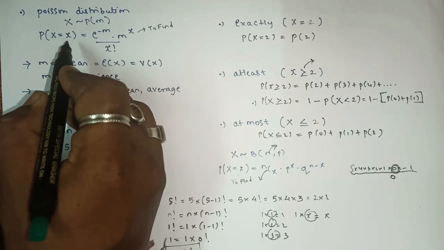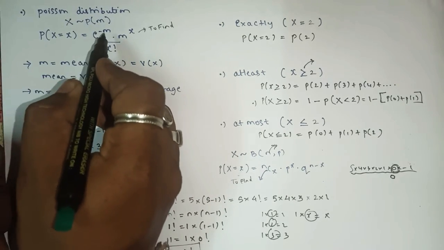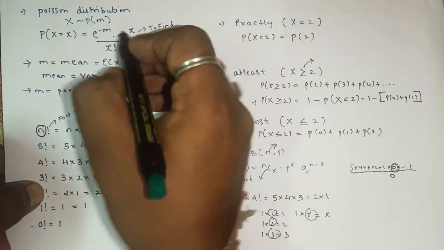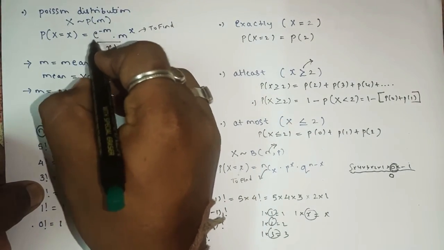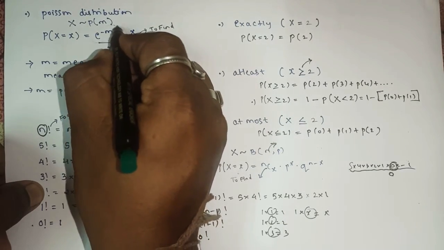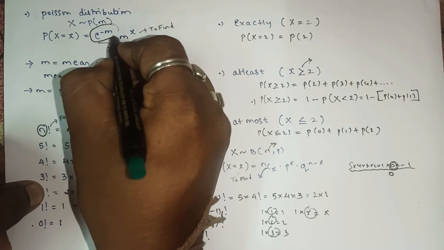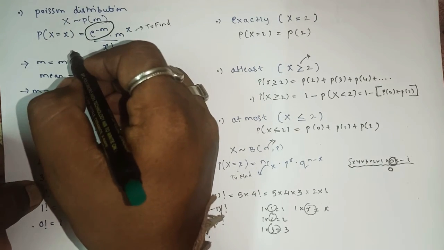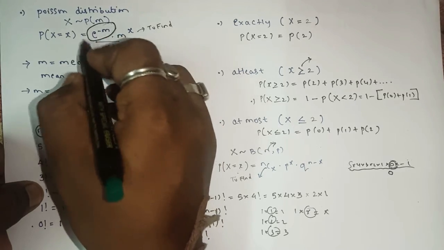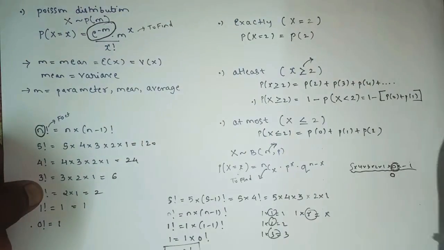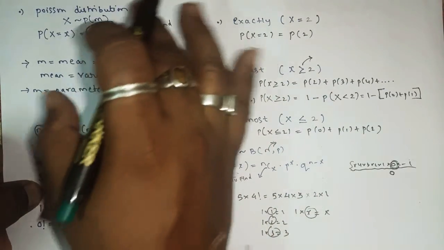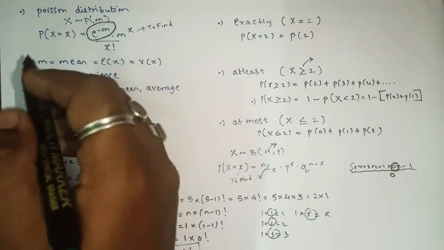P(x) equals e raised to minus m into m raised to x upon x factorial, where e raised to is the exponential value. The value of this part will be given in the exam, a ready-made value. You have no need of finding the value of e raised to m by using any concept or any formula. You will have this e raised to minus m value ready-made in the question itself.